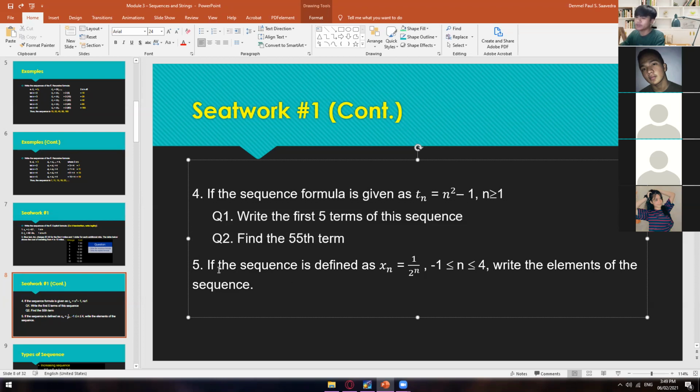And then for the last one, if the sequence is defined using this formula, and then here's the range, so write the elements of the sequence. So in here, a total of 6 elements. 1, 0, 1, 2, 3. Yeah, 6 elements, or 6 sequence. So are we clear so far for your first seat break?